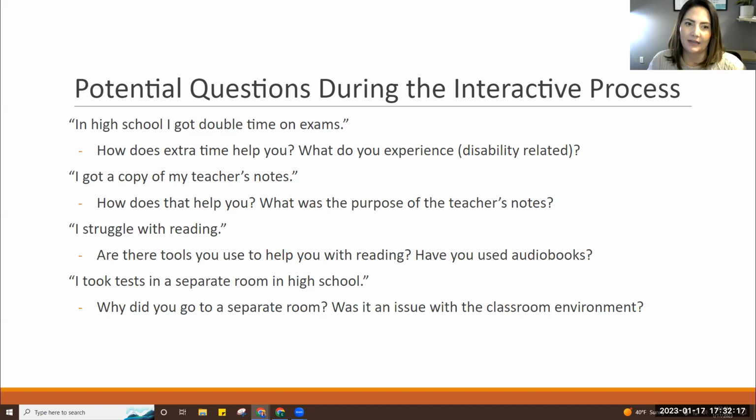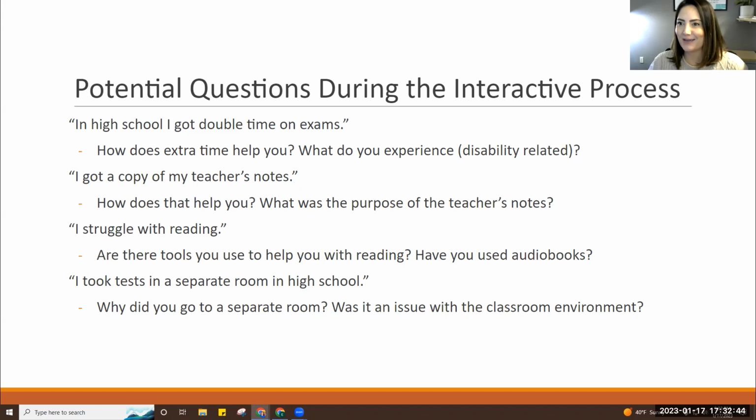Another example would be, I got a copy of my teacher's notes. So some clarifying questions that we would ask, how does that help you? It's so important for the student to be able to articulate why they got those notes and what is helping them. I know a lot of you are doing this if you are teachers or case managers, but just understanding what type of learners the students are.